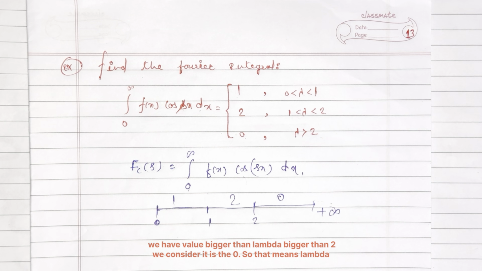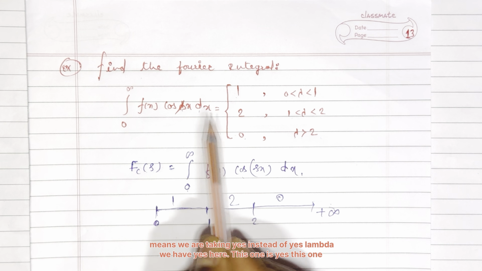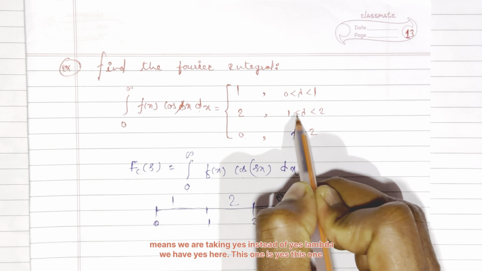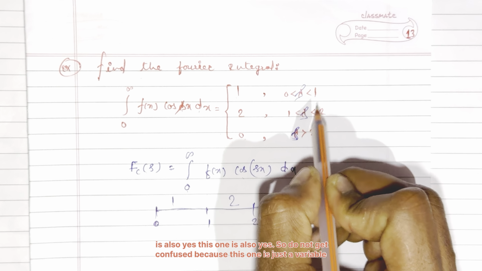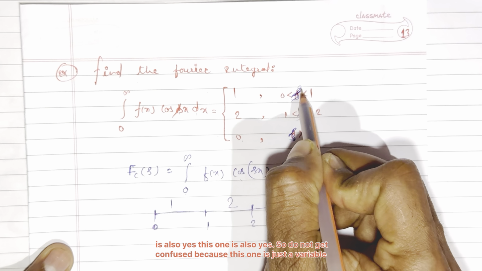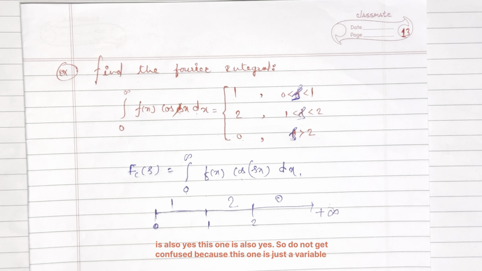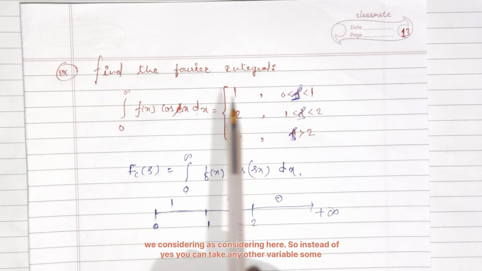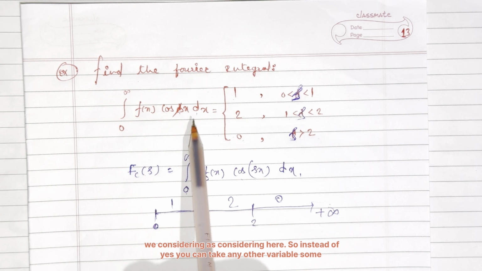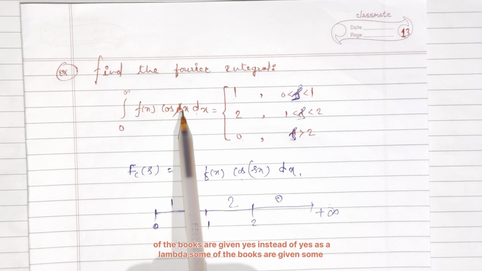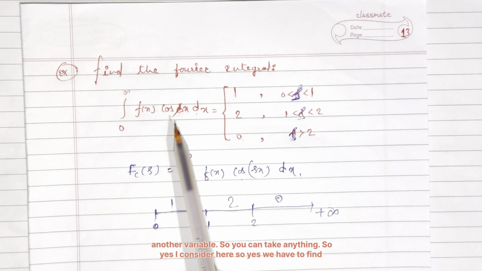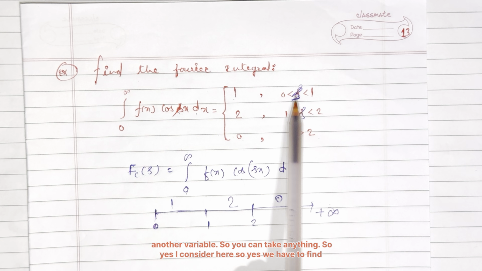Here, instead of lambda we are taking s. This one is s, this one is also s, this one is also s. So don't get confused, because this is just a variable we are considering here. Instead of s you can take any other variable. Some books use lambda instead of s, some books use another variable. So you can take anything. I consider s here.